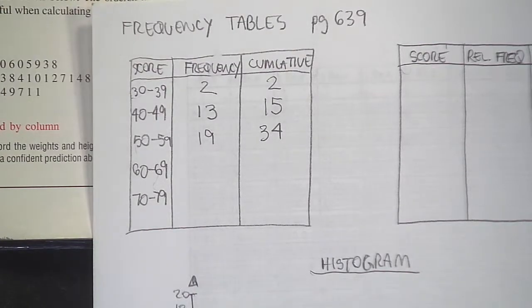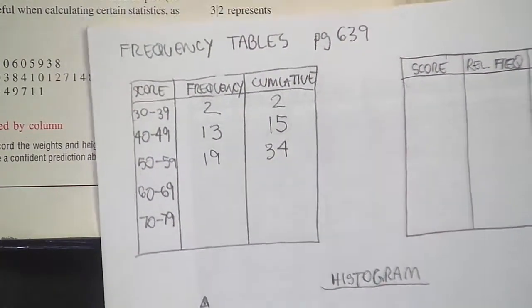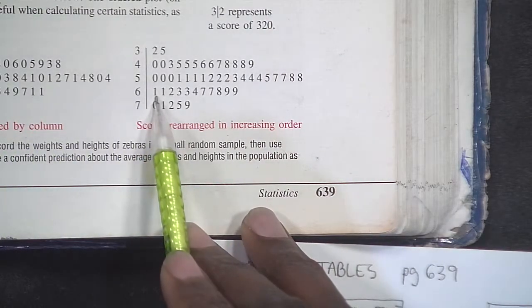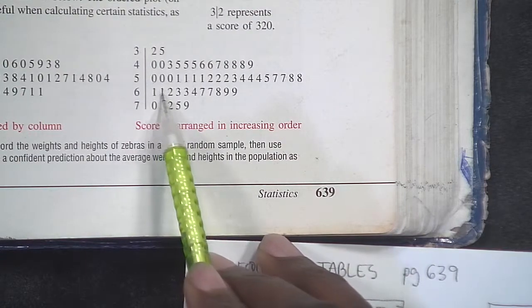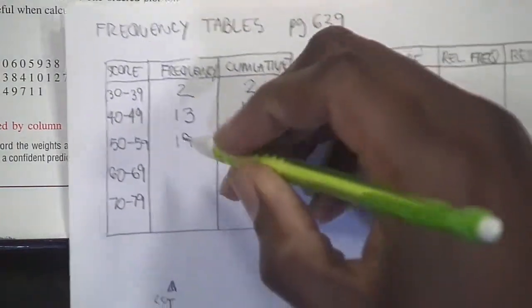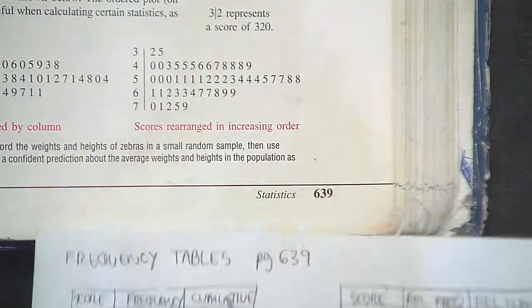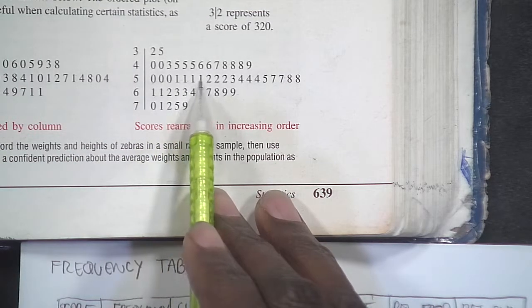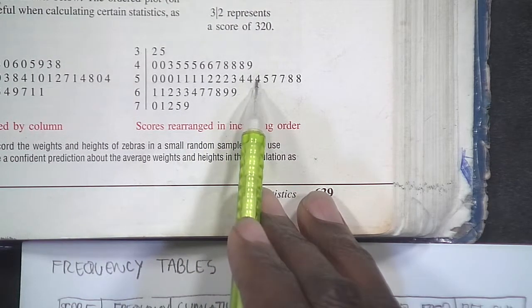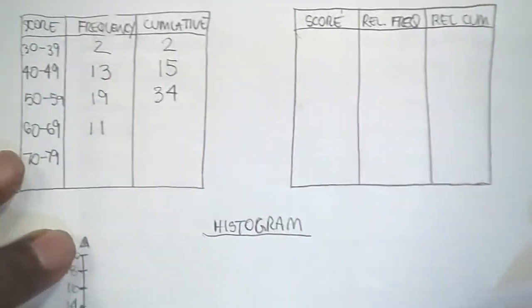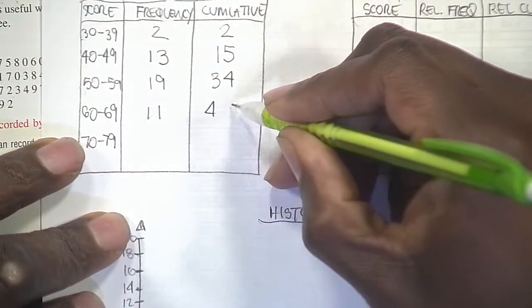what you would want to do is count the number of scores between 60 and 69. If we did that, we'd have 1, 2, 3, 4, 5, 6, 7, 8, 9, 10, 11. So that would be 11 there. Let me make sure I counted this row properly. That was 1, 2, 3, 4, 5, 6, 7, 8, 9, 10, 11, 12, 13, 14, 15, 16, 17, 18. Yeah, I counted that properly. So there are 11 scores in between 60 and 69. You'd add that 11 to the 34, and then you get 45.